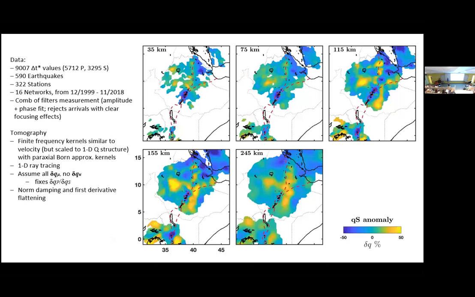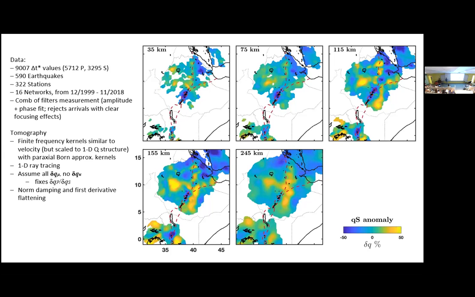If I take these measurements and invert them all together, we have 9,000 differential t-star measurements, lots of P, lots of S, from again 20 years' worth of data. These measurements are made using this comb of filters approach, which I developed, which fits both differential amplitude and differential phase spectra in a way that is supposed to filter out the effects of focusing. And if we invert these using finite frequency kernels that are properly scaled to 1D Q structure with 1D ray tracing, I'm going to throw all 9,000 of these together into a single model, because I think the measurements are very messy, and I just want the simpler structure.